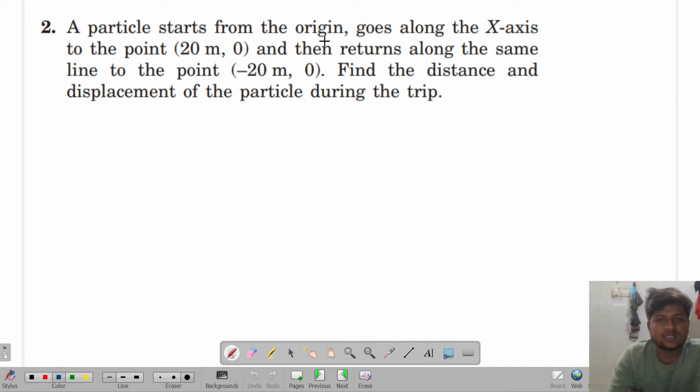A particle starts from origin, goes along the x-axis to the point 20 meter, 0, then returns along the same line to the point minus 20, 0. I have solved this question. Find the distance and displacement during the trip. Do it fast.